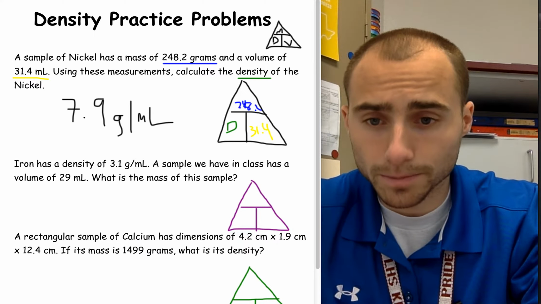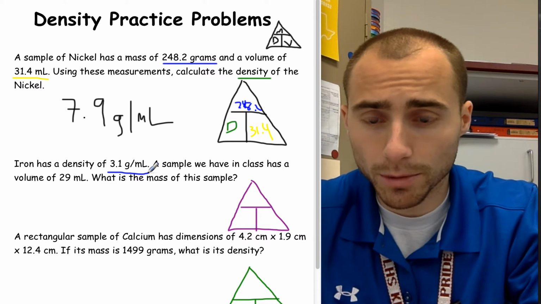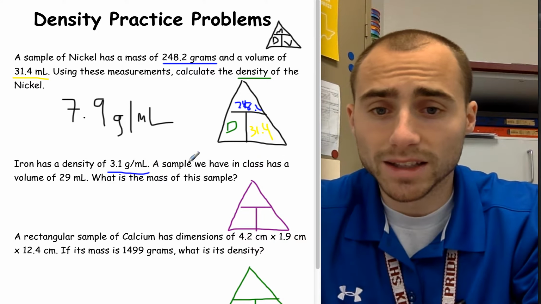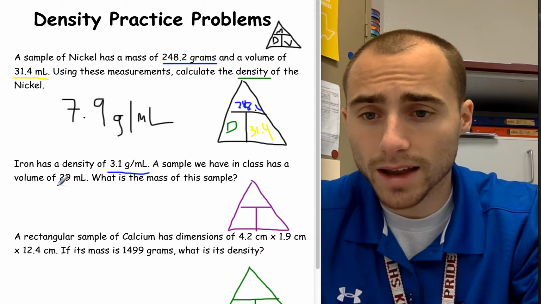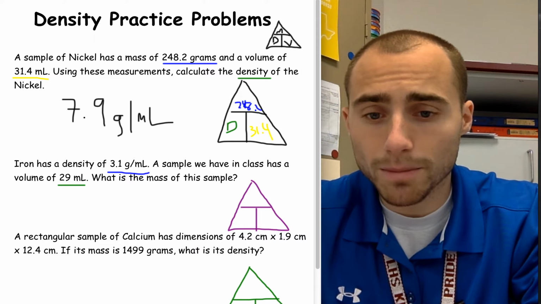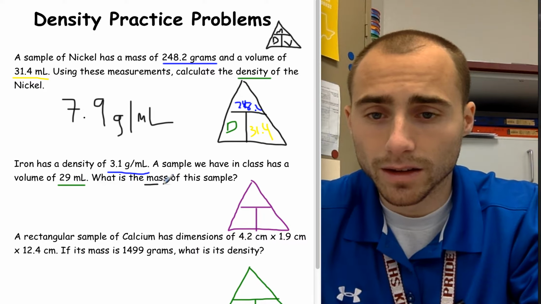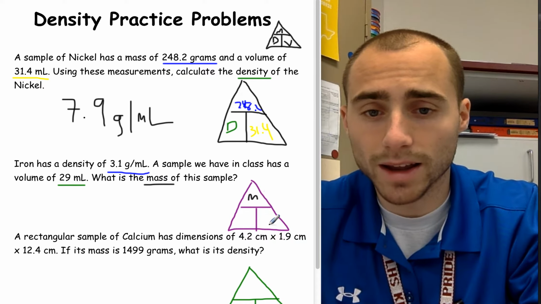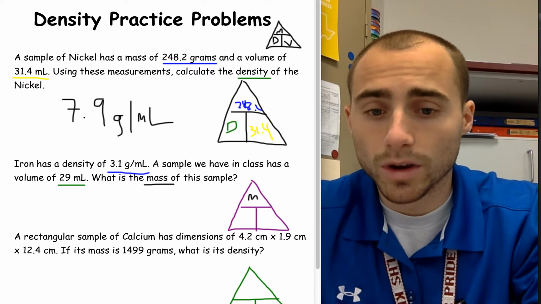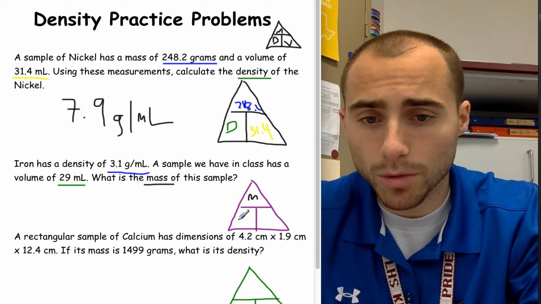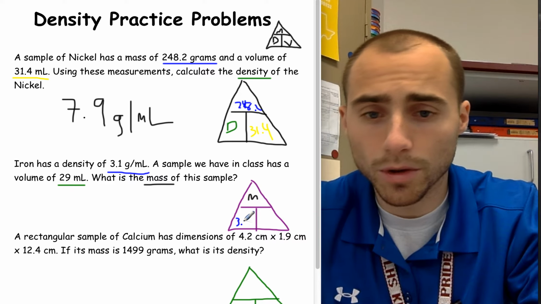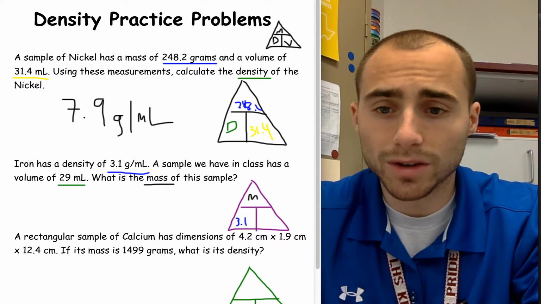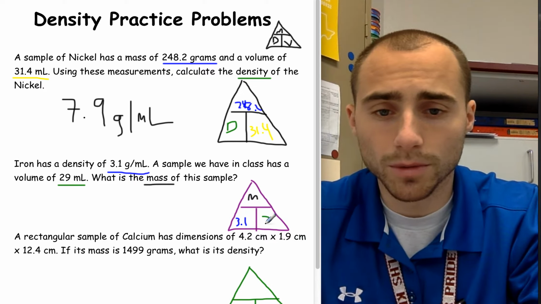Iron has a density of 3.1 grams per milliliter. I want to underline all the important numbers in the problem. A sample we have in class has a volume of 29 milliliters. What is the mass of this sample? So our unknown is mass. We are solving for mass because we were not given mass. We know our density. Our density is 3.1. So put 3.1 right here where density goes. I got the example of the density triangle up here. And our volume is 29 milliliters. So I'm going to put a 29 right there.